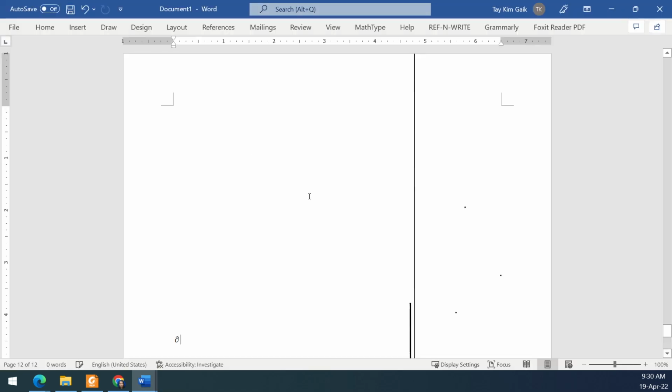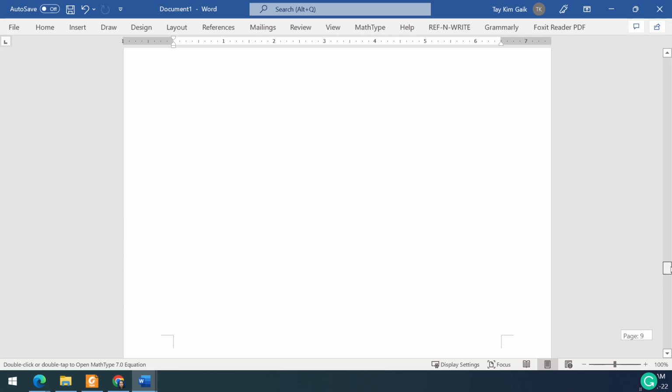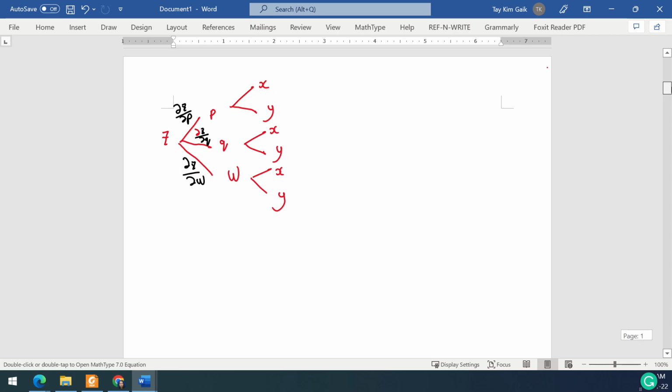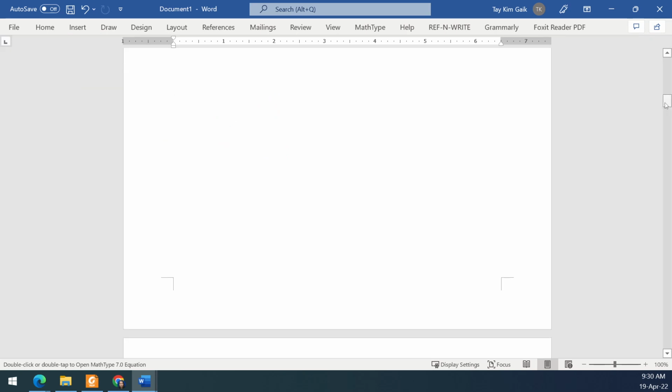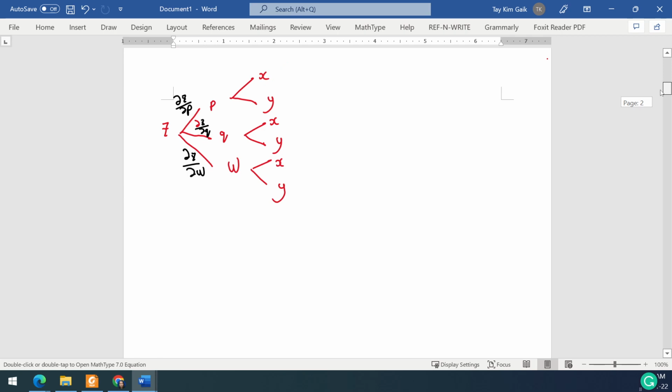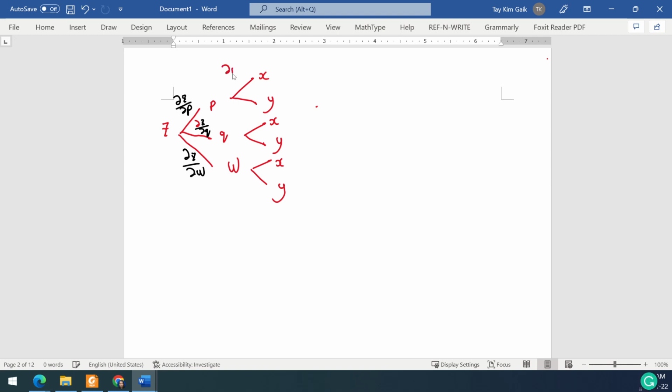This symbol is the del. Okay, wait, now this one. This is called del. P has x and y, so you can get del P del x, and then you can also get del P del y.